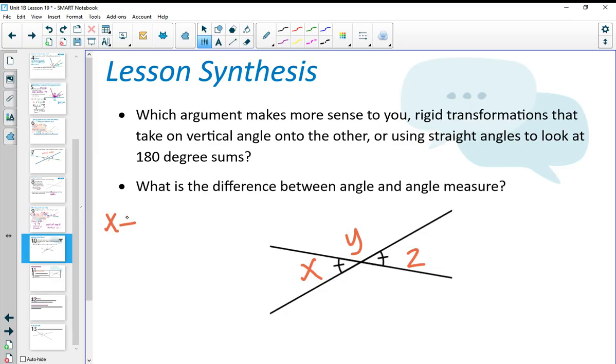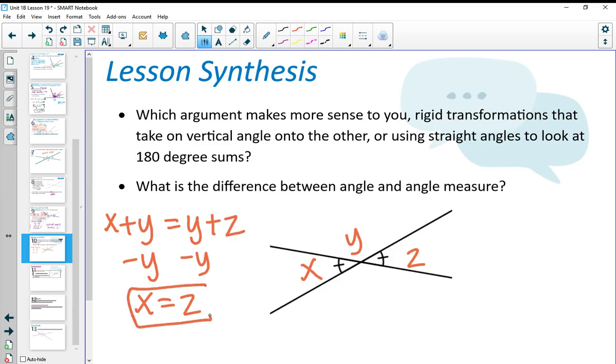Or did you like using the angle sums, where we gave these angles some variables? We know that both x plus y and y plus z equal 180, so they must be equal to each other. Then we subtracted y from both sides and got that x equals z. So which one did you feel better about?